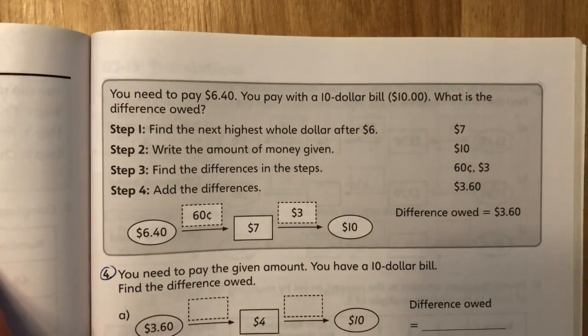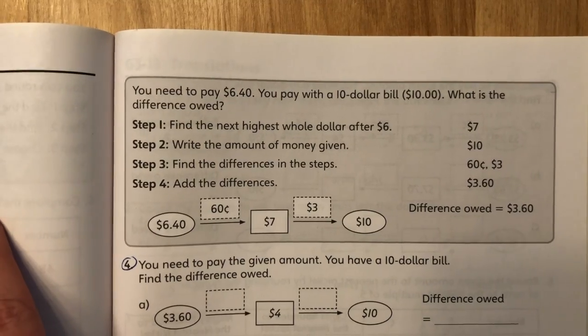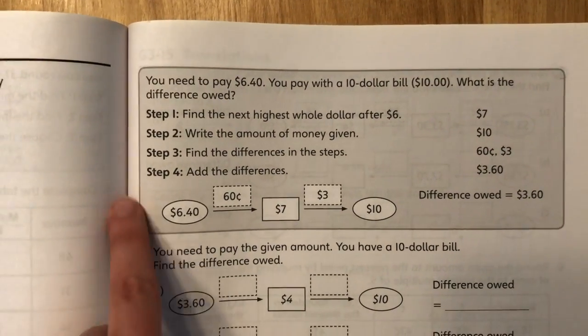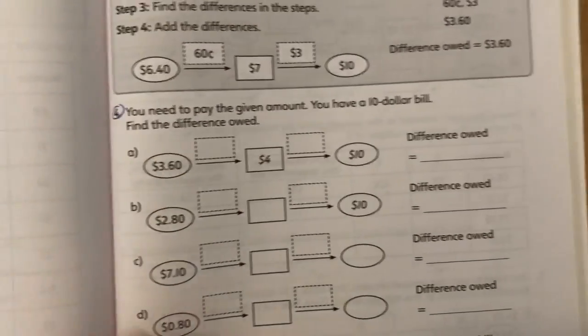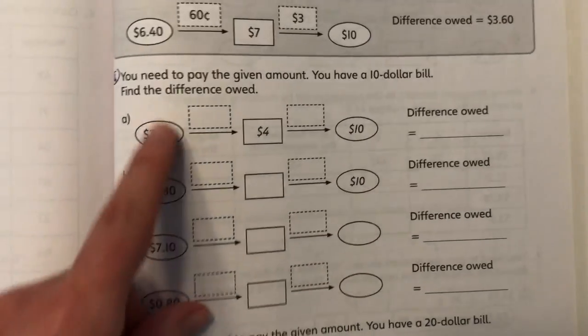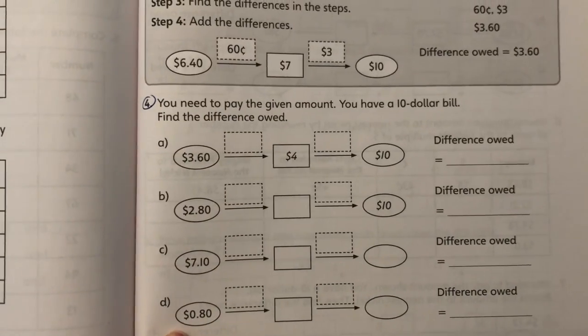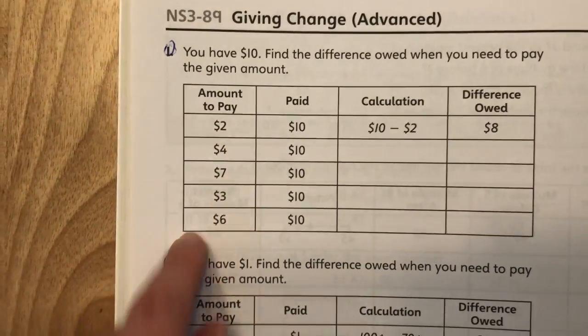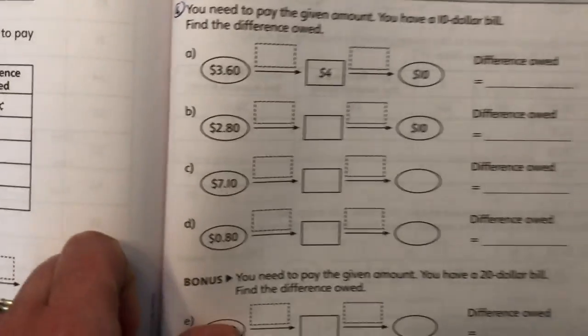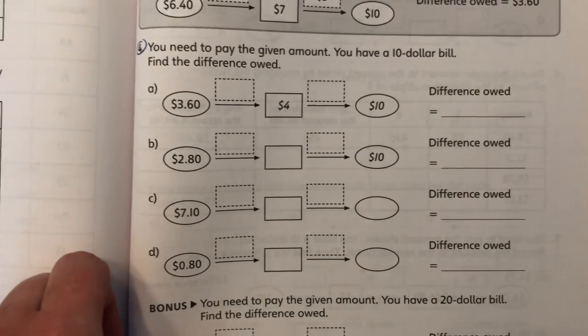Then you're going to come over here, and remember the gray boxes give you a lot of really good helpful hints. So if you're struggling with number 4, you can take a really close look at what this box is telling you. So in number 4, you need to pay the given amount. Here's the given amount. You have a $10 bill. Find the difference owed. So just like we did in number 1, where you're paying a certain amount with a $10 bill, we're doing the same thing over here, it's just written differently.